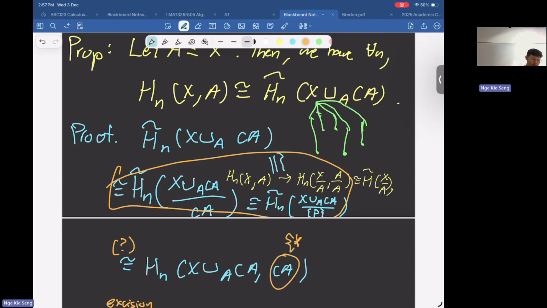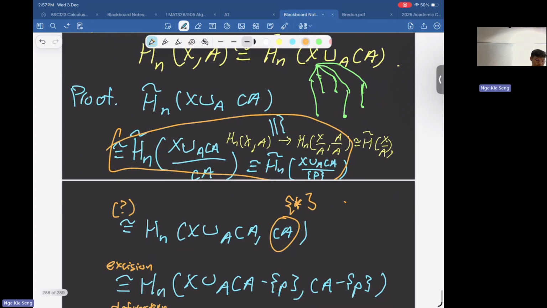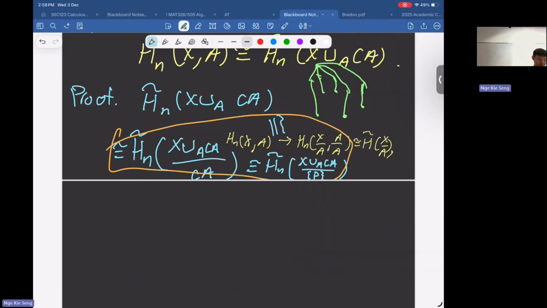But the point here is this thing is contractible, so it's enough already, I guess. You don't need to really deal with the quotient space, but you deal with the quotient chain, the relative chain. I guess what you really need is this thing. Then what do you get? Should I write it out?